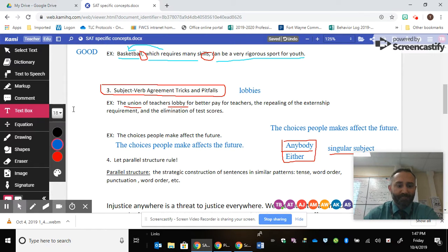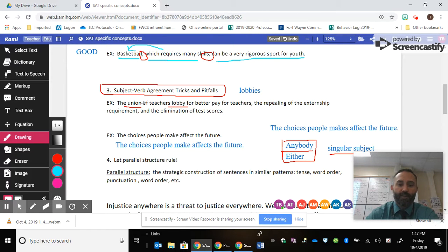One of the suggested things in one of the books I've read about the SATs: anytime you see the subject of a sentence and you see "of" or any sort of prepositional phrase, you eliminate that and it tells you exactly what the subject of the sentence was. So, union lobbies for better pay for teachers, the repealing of the externship requirement, and the elimination of test scores.